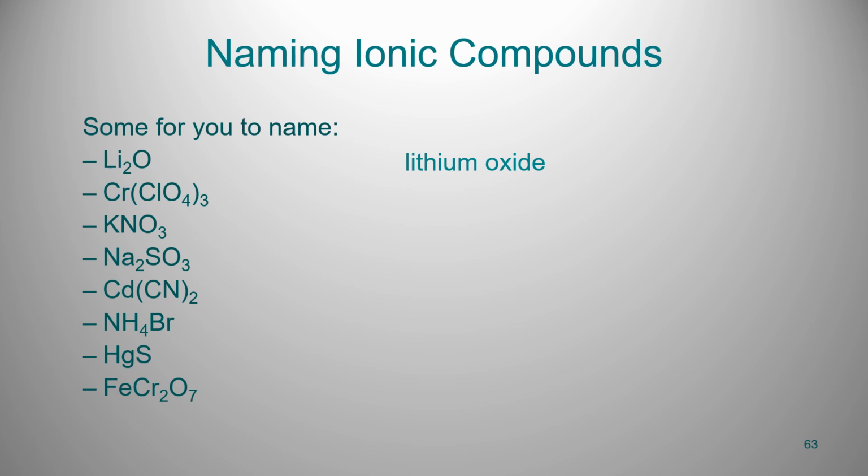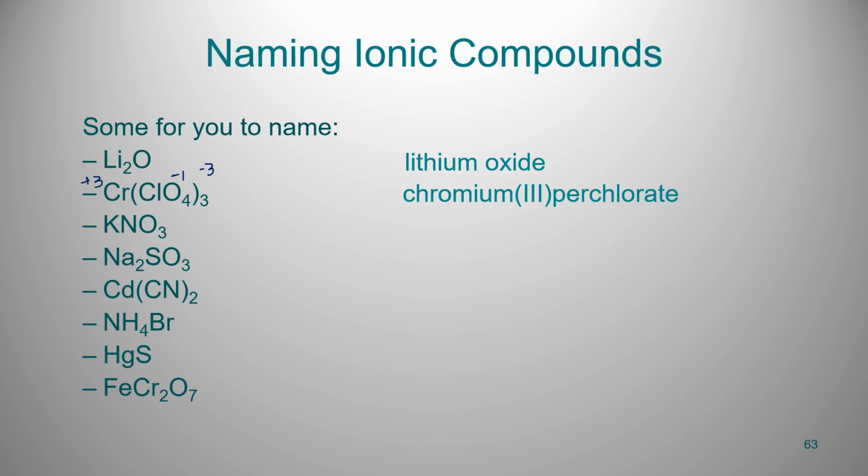Perchlorate happens to be a -1. There's 3 of them, so overall the charge is a -3. Let me write this here. So each one is a -1. Overall it's a -3. That means the chromium has to be a +3, and there's only 1 of them, so the whole thing has to be a +3. So this would be chromium 3 perchlorate.